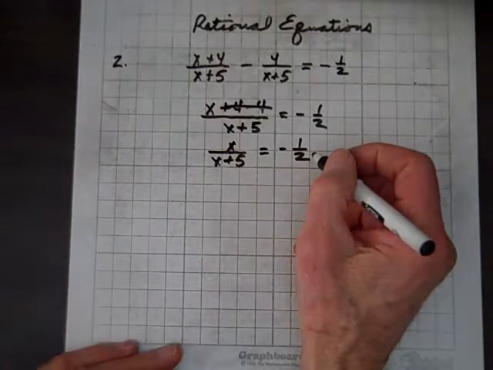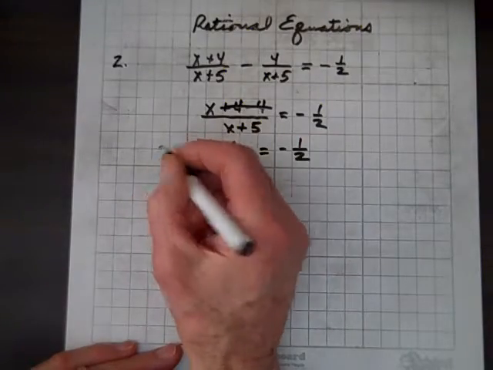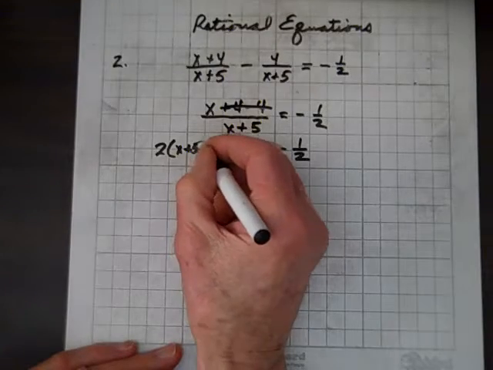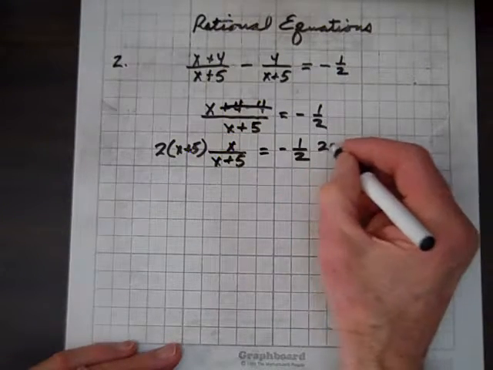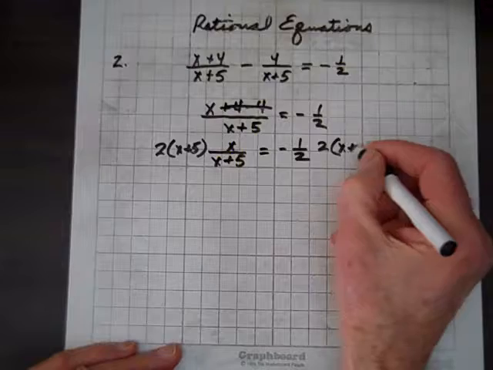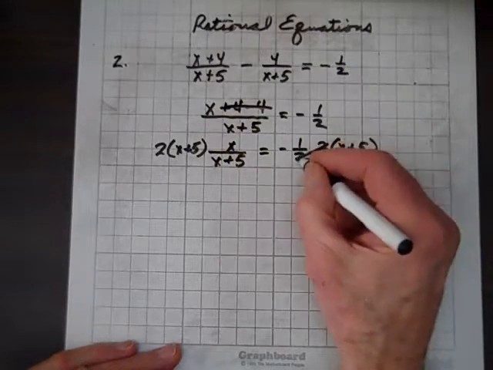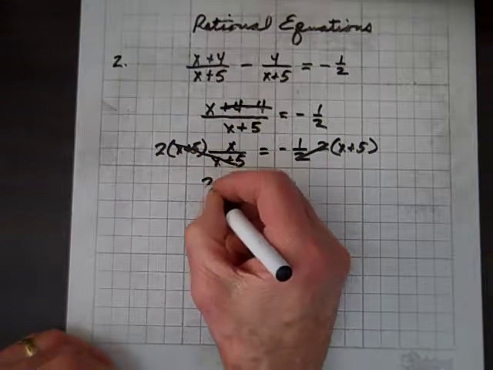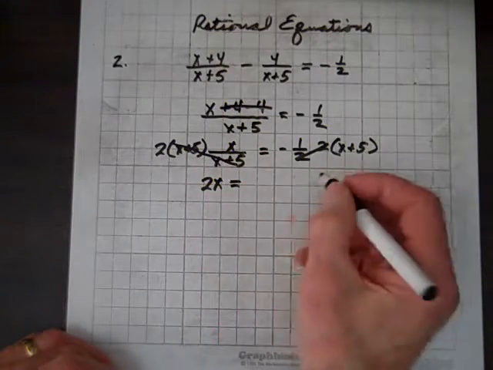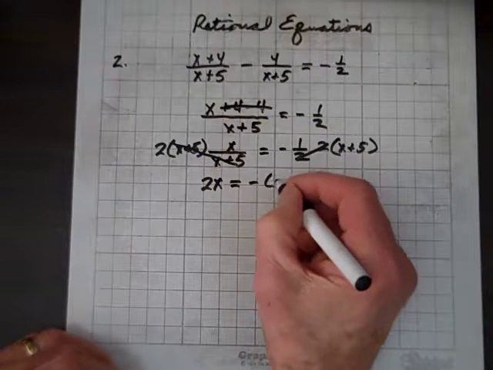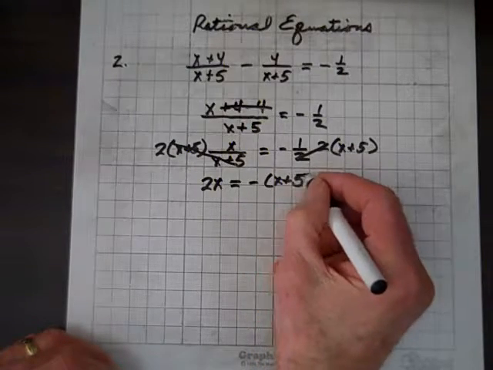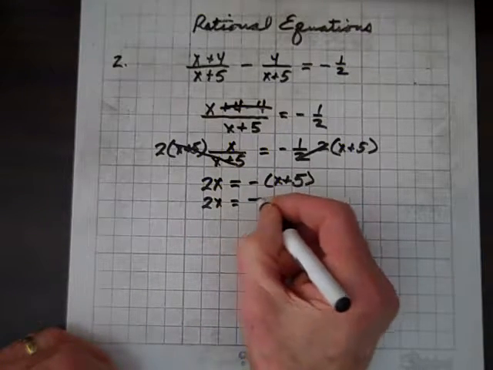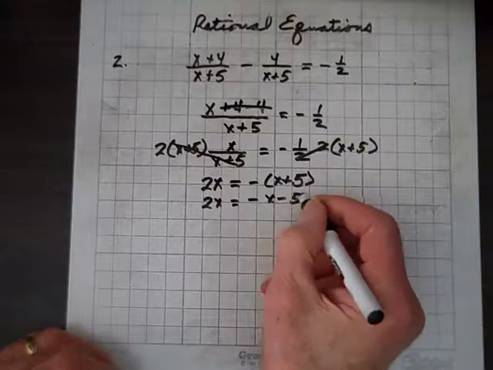Now we'll multiply both sides by the common denominator, which is 2 times x plus 5. That way we'll get rid of the denominators. And here the 2's divide out, and here the x plus 5's divide out, so we've got 2x equals negative x plus 5.